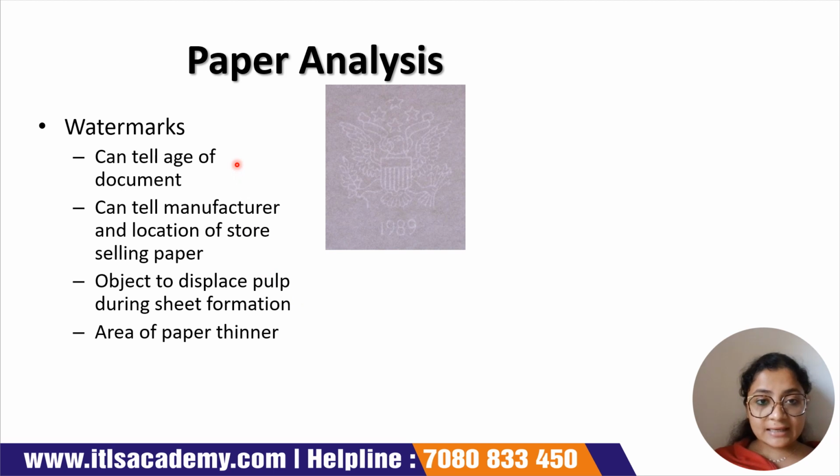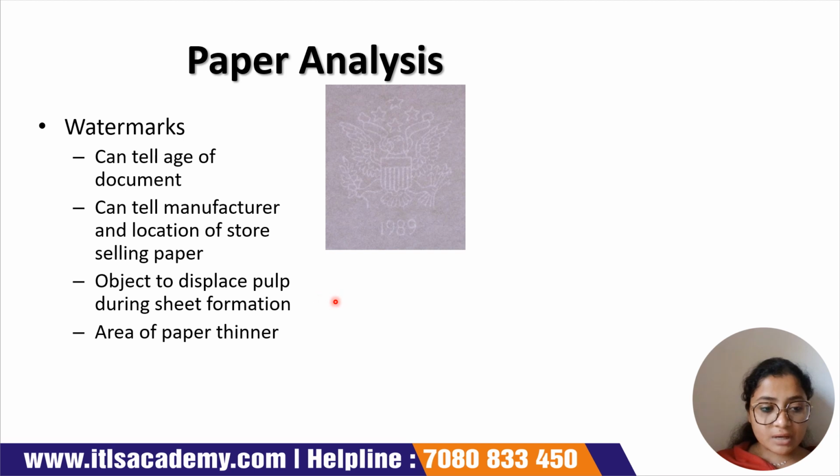Because it can tell the age of the document. Say for example someone has forged a currency note, maybe that currency note was in the market 20 years earlier. So how will we understand whether it's of now or 20 years back? By seeing the watermark, isn't it? So obviously it will be able to tell us the age of the document, and it will also be able to tell us the manufacturer and location of the store selling the paper. Means from where that person has actually obtained that paper. That also we will be able to know by studying the watermark.